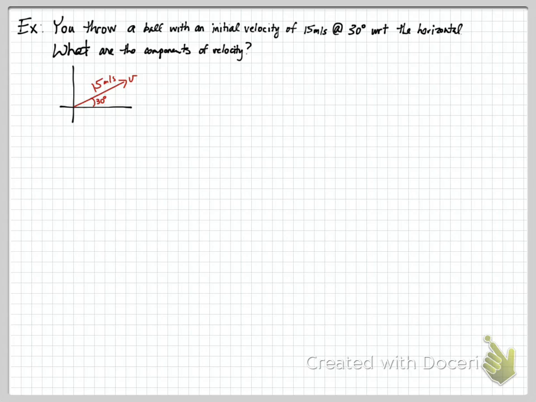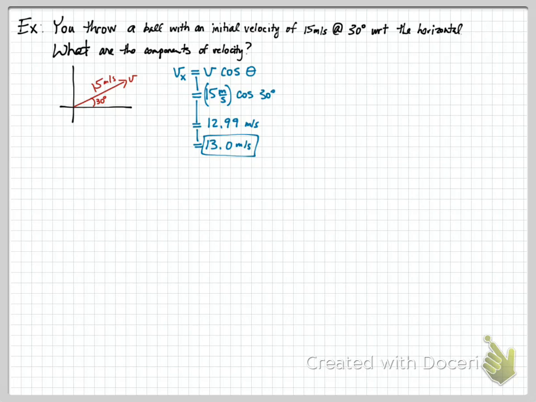The x component, v sub x, equals the magnitude of the whole vector times the cosine of the angle with respect to the x-axis. This would be just the 15 meters per second, and then the cosine of 30 degrees. If you plug that into your calculator, you will get 12.99 meters per second. Usually in my class we keep 3 sig figs, so that would be 13.0 meters per second. It's the x component of the vector, so I don't need a direction, but notice that it does have units.